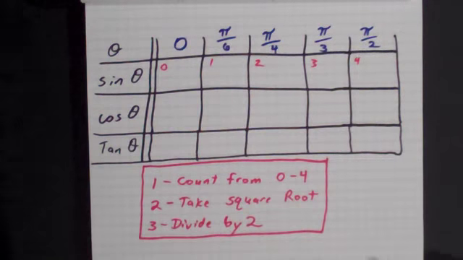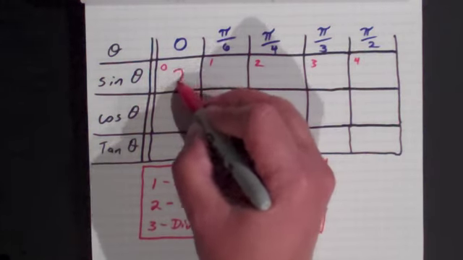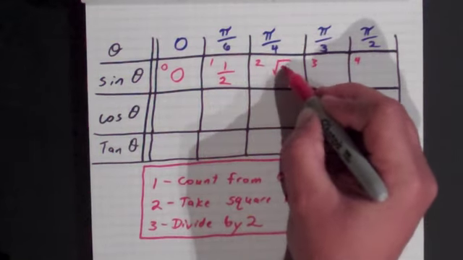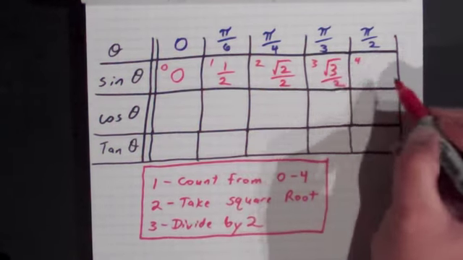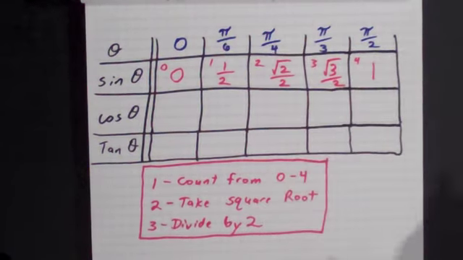Then you take the square root and divide by 2. Square root of 0 is 0, divided by 2 is 0. Square root of 1 is 1 divided by 2. Square root of 2 divided by 2. Square root of 3 divided by 2. And the square root of 4 is 2, and when you divide that by 2 you get a 1.